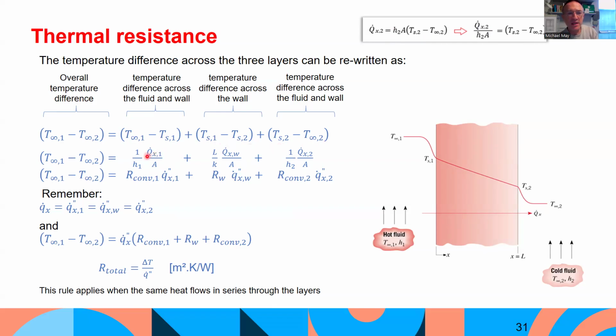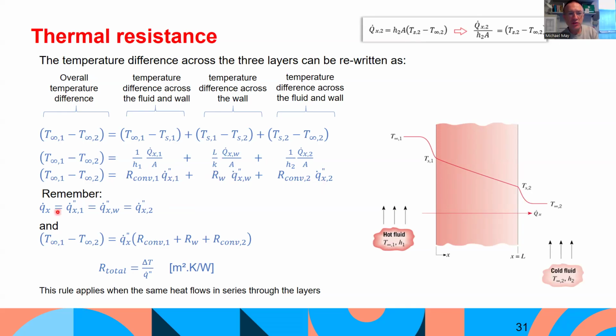And what we see is that 1 over h is the R value, L over k is the R value, and 1 over h is the R value, and Q dot divided by A is the heat flux. And it's the same for the middle layer and for the third layer.